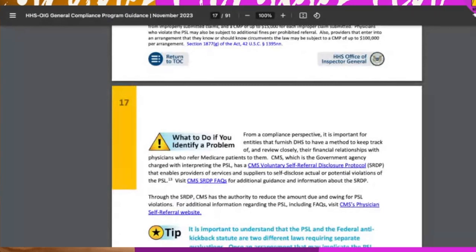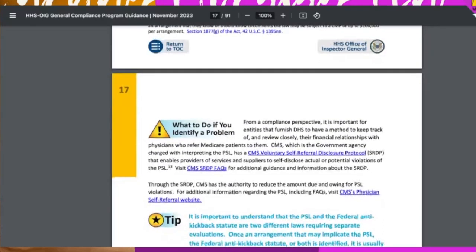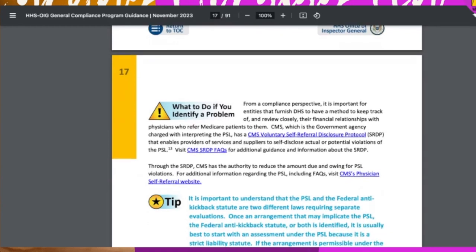From a compliance perspective, it is important for entities that furnish DHS to have a method to keep track of and review closely their financial relationships with physicians who refer Medicare patients to them. CMS, which is the government agency charged with interpreting the PSL, has a CMS voluntary self-referral disclosure protocol that enables providers of services and suppliers to self-disclose actual or potential violations of the PSL before somebody blows the whistle.